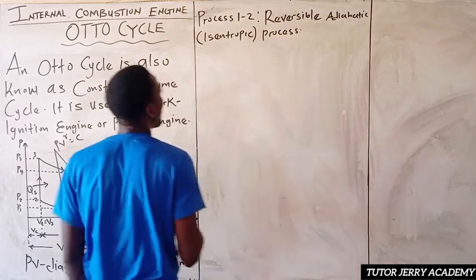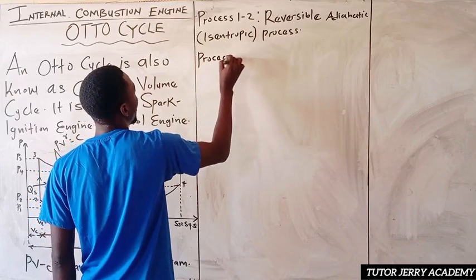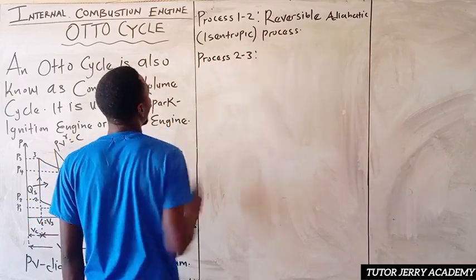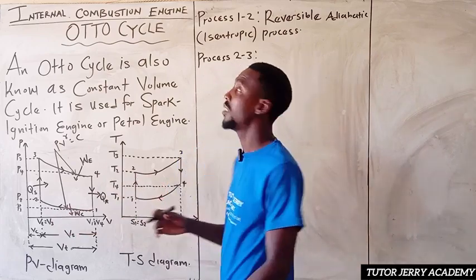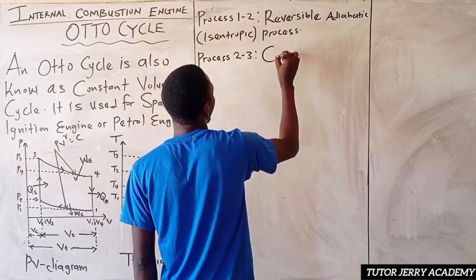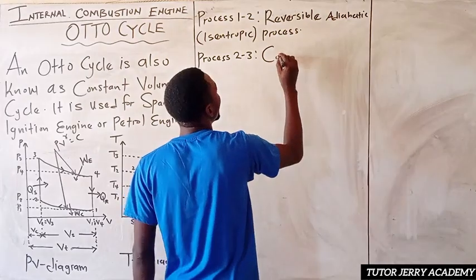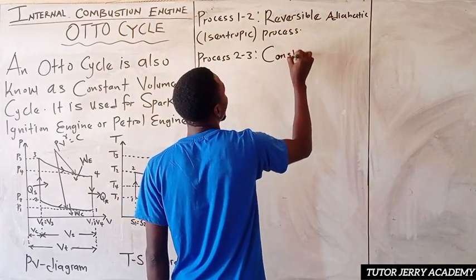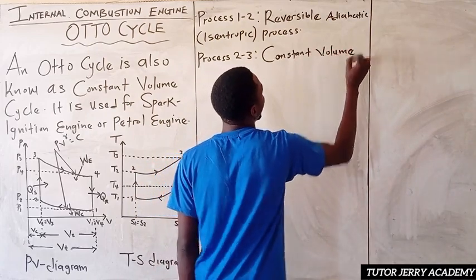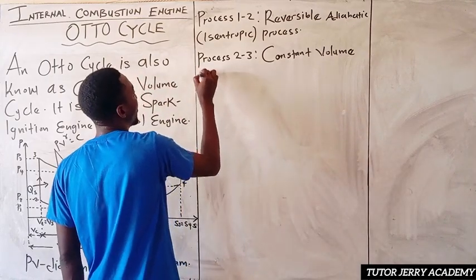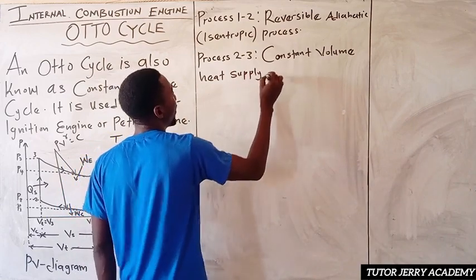All right. So from process 2 to 3, it is called constant volume heat supply. Or you can say reversible constant volume heat supply process.